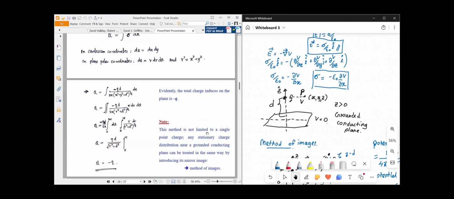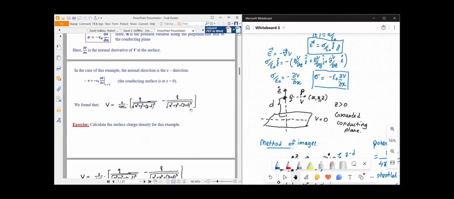So this method is not limited to a single point charge. Any stationary charge distribution near a grounded conducting plane can be treated in the same way by introducing mirror images. So initially we have this plus q charge, then we introduce an image of the charge with the opposite sign. So when we have a plus q, we introduce the minus q charge.